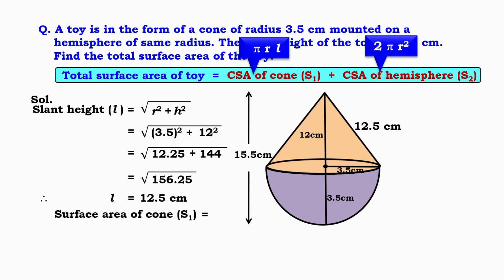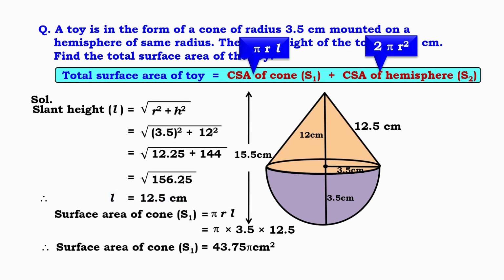So surface area of the cone will be pi r L. So that is pi into 3.5 into 12.5. So that is equal to 43.75 pi centimeter square. So that is the surface area of cone.